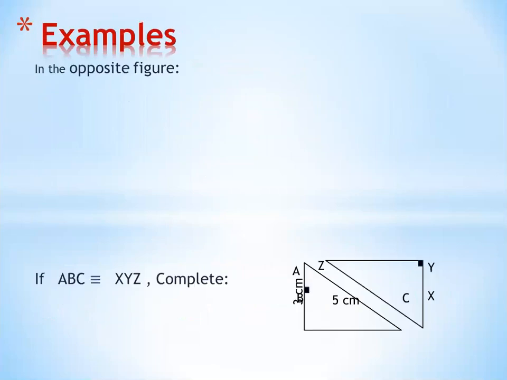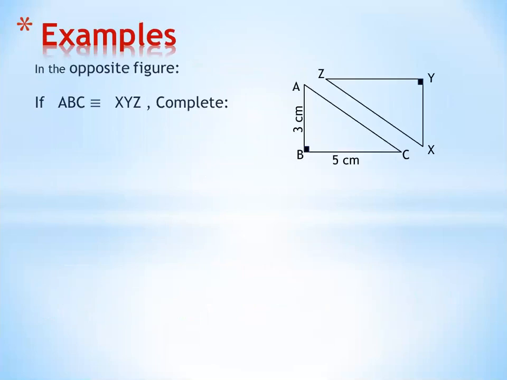Let's check an example. In the opposite figure, if triangle ABC is congruent to triangle XYZ, complete. Here I have two triangles, A, B, C. The measure of AB is 3 centimeters, the measure of BC is 5 centimeters, and the measure of angle B is a right angle, which is 90 degrees.